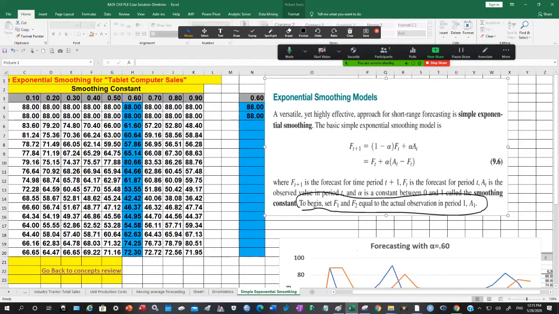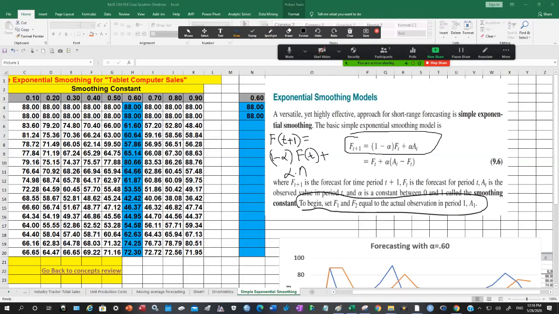So this formula is the formula used for simple exponential smoothing, and we can also write it this way, and it will be the same thing. So t is the period that we're in.